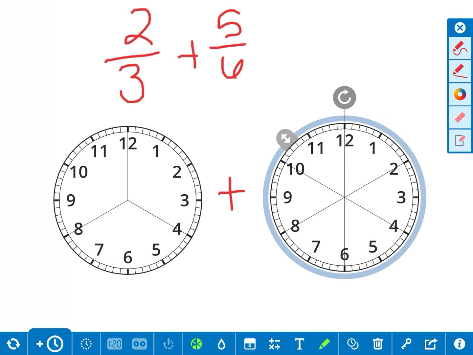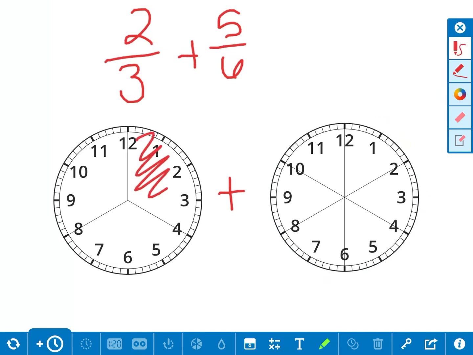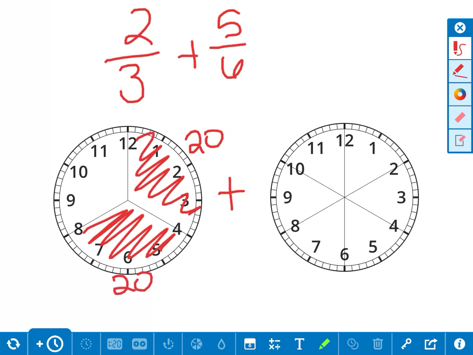How do I solve this? Well, I'm going to start by coloring in my parts. 2/3 means I need to color in 2 out of 3 of these parts on this first clock. So this is 1/3, 2/3. If I'm looking at this in minutes, I've got 20 minutes for 1/3. And then if I add 20 plus 20, my total here is 40 minutes out of 60.